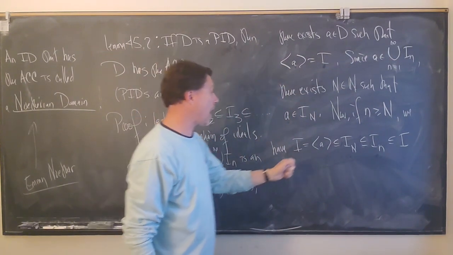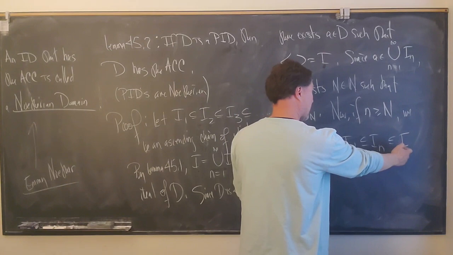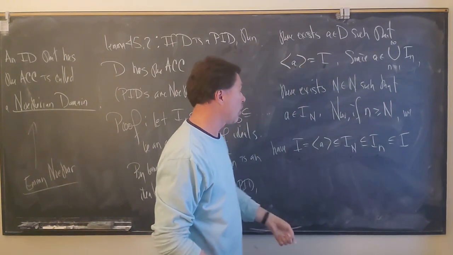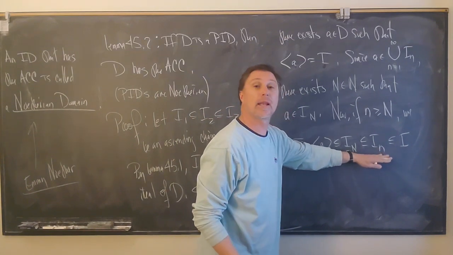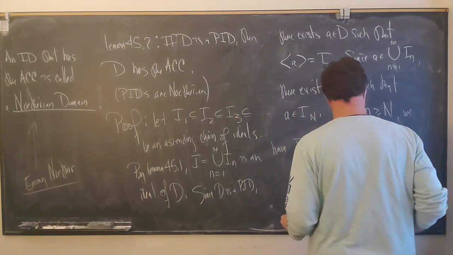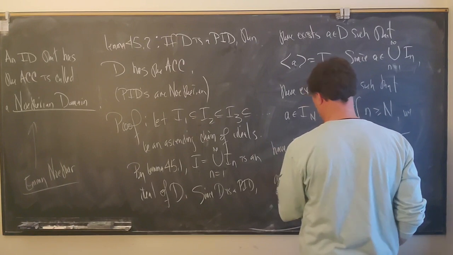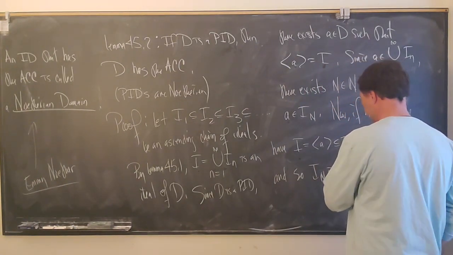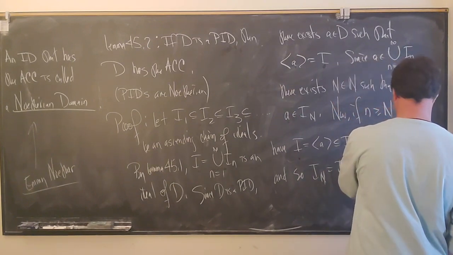So look at now, I've got I on both the left and the right hand side, and so that tells us that everything has to be equal, right? In particular, I sub capital N has to equal I sub little n. I sub capital N equals I sub little n.